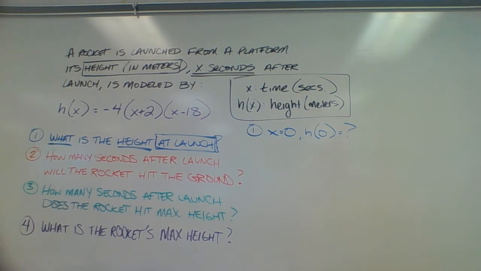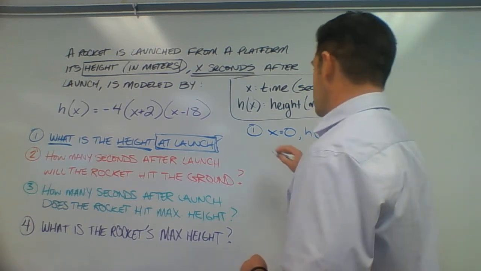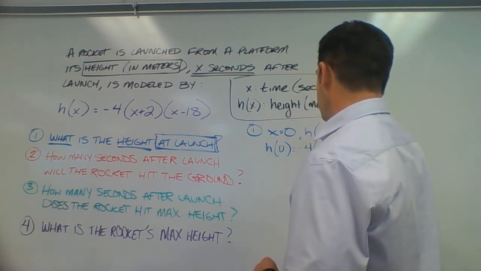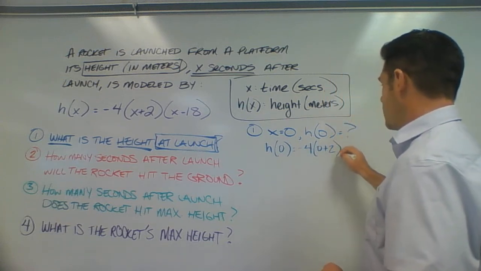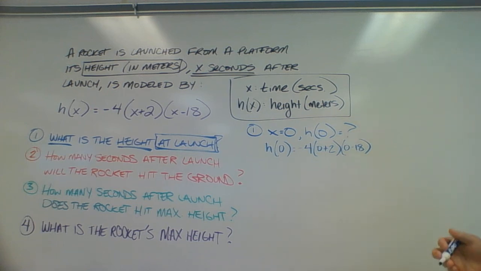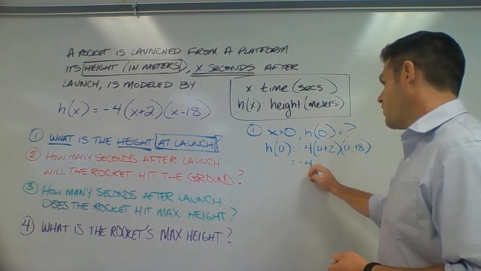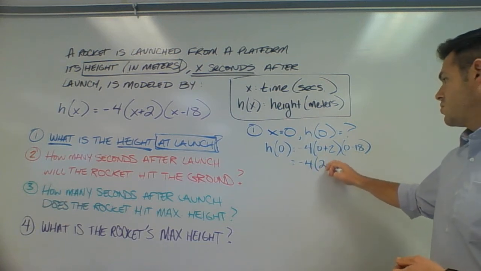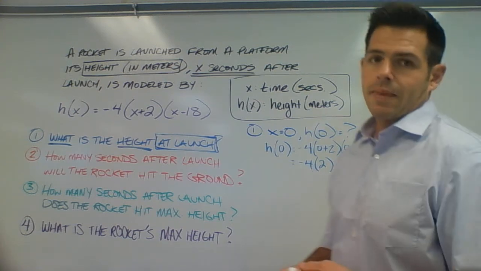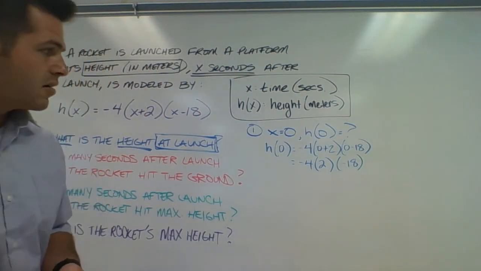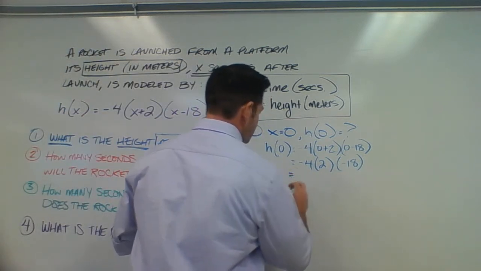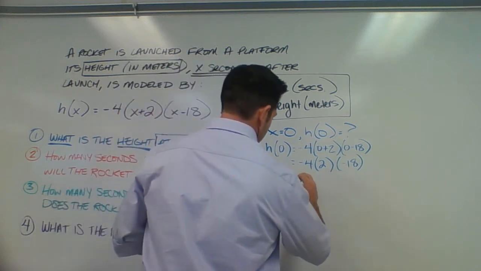So now that I know that the x value is 0, I'm going to take that function, I'm going to plug in 0 wherever I see the x, and we'll do some calculations. I have to do some math work here. -4 is our a value out in the front, 0 plus 2 is 2, 0 minus 18 would be negative 18. Then I multiply some things out here. I have negative 4 times 2 times negative 18. Got to do a little bit of thinking here. Negative 4 times 2 is negative 8.